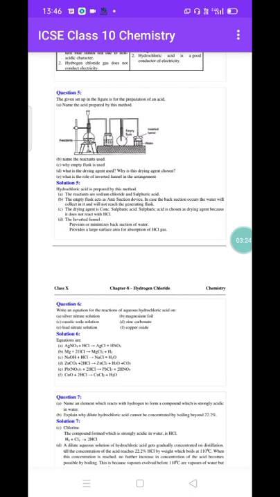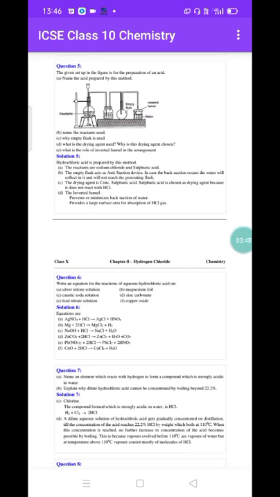The drying agent is concentrated H2SO4 because it does not react with HCl and is non-volatile in nature. Now the inverted funnel has a very important role to play. It prevents and minimizes the back suction of water and also provides a large surface area for absorption of HCl gas.